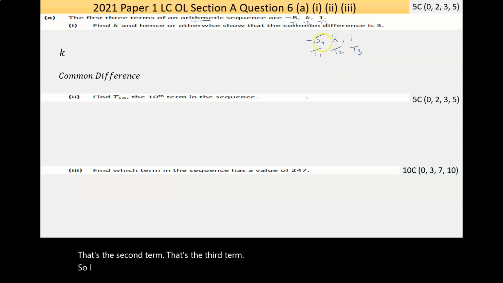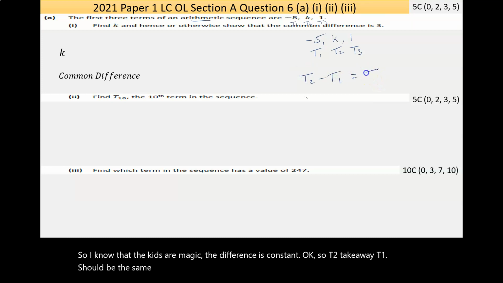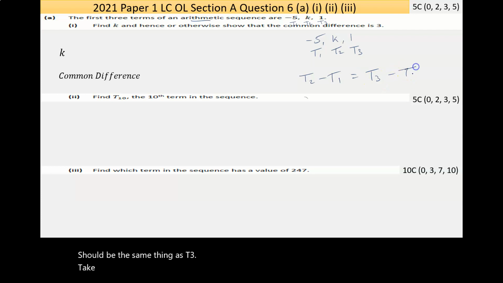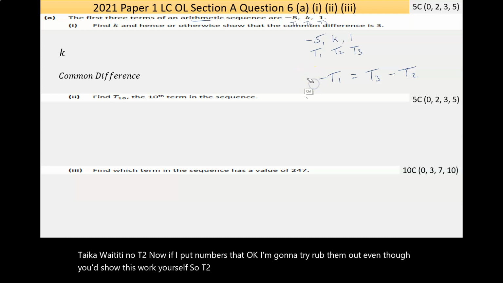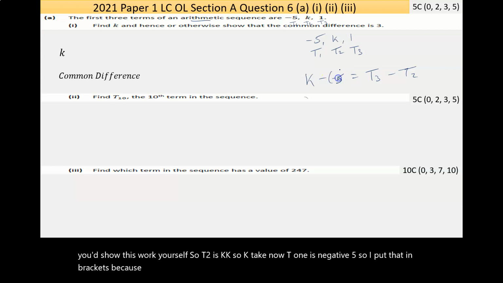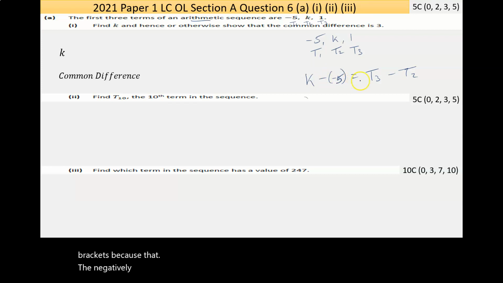So I know that because it's arithmetic, the difference is constant. So T2 take away T1 should be the same thing as T3 take away T2. Now, if I put numbers to that, even though you'd show this work yourself, T2 is k, and T1 is -5, so I'll put that in brackets because the negative by negative would change that to a positive. T3 we said was 1 and T2 was k.